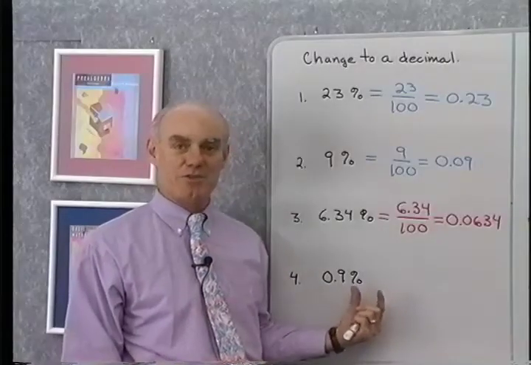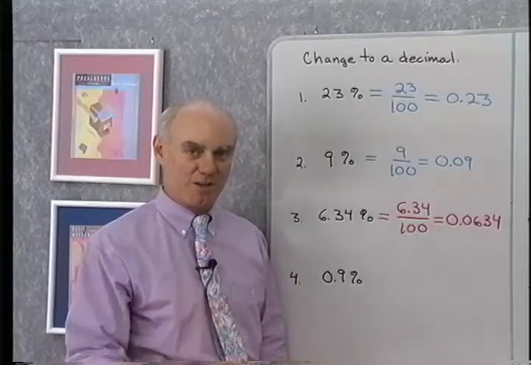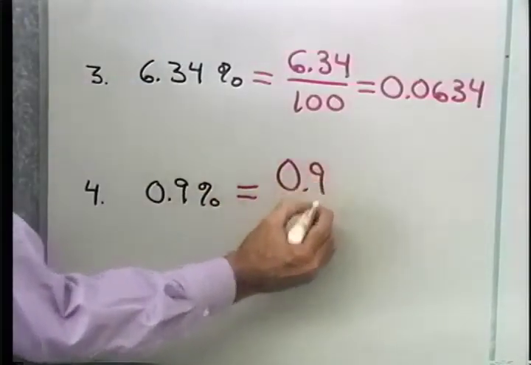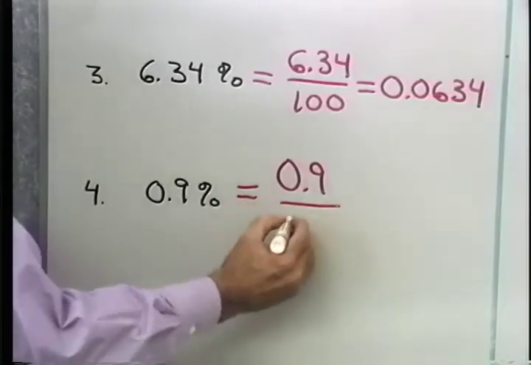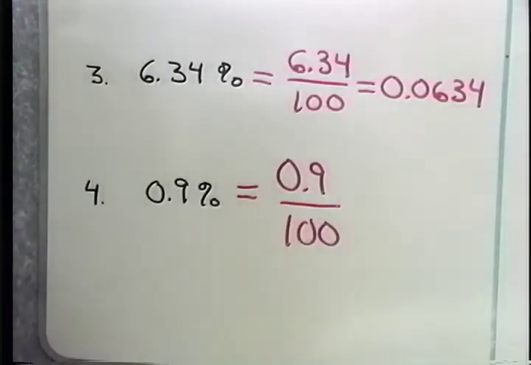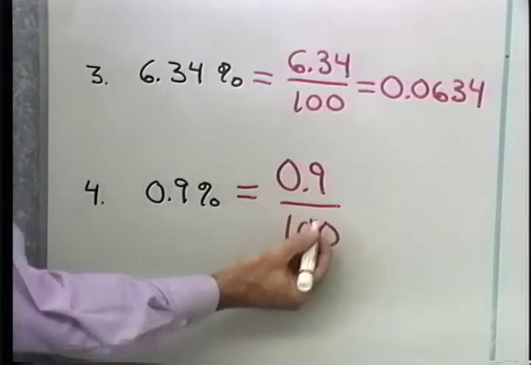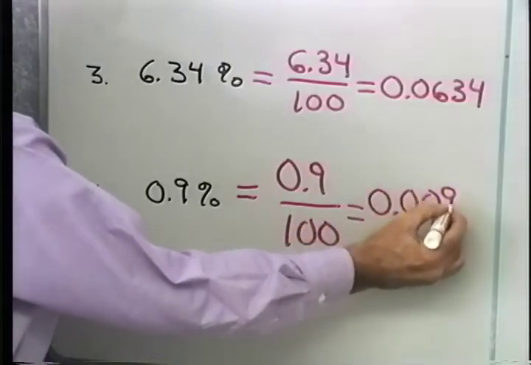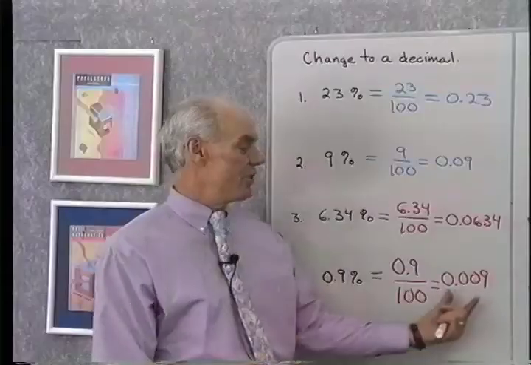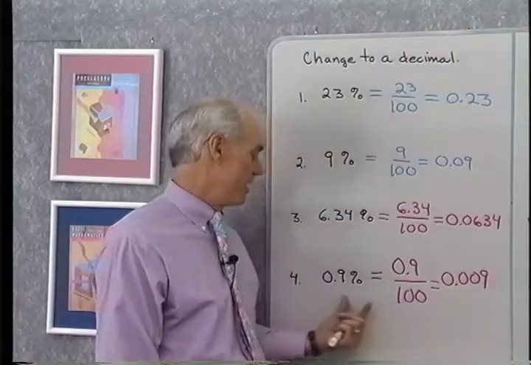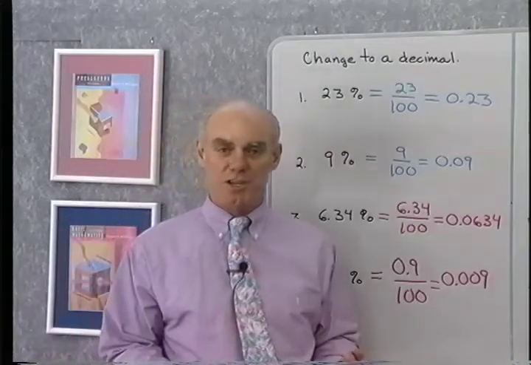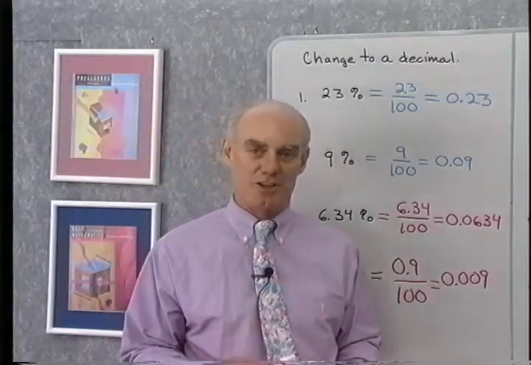Now my next problem, I have 0.9%. Let's see what it looks like as a decimal. I use my same reasoning here. It's 0.9 per 100, so over 100. Now when I divide 0.9 by 100, I get 0.009. So 0.009 is the decimal equivalent of 0.9%. The next problems we want to do, we're going to start with a decimal and change to a percent.